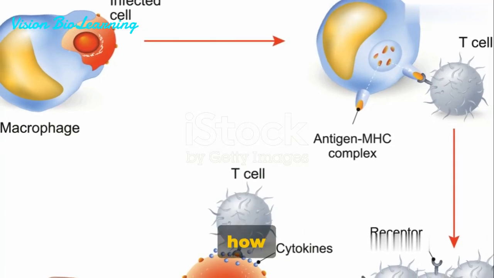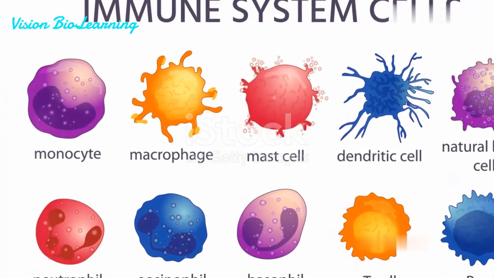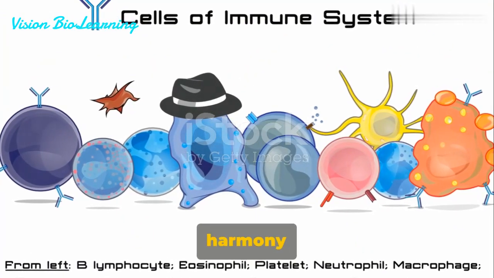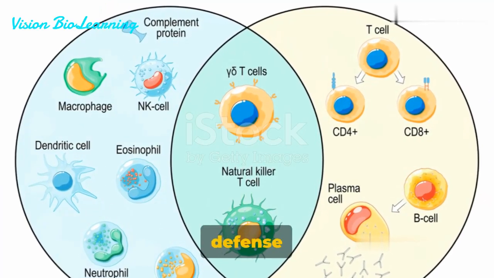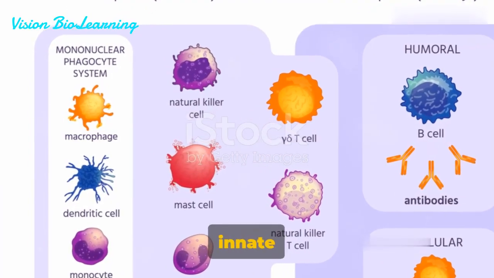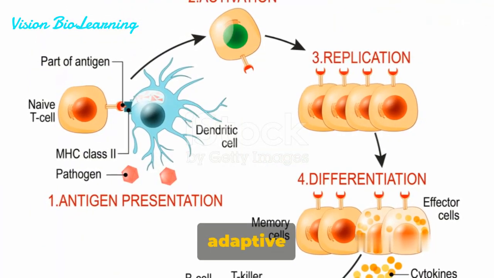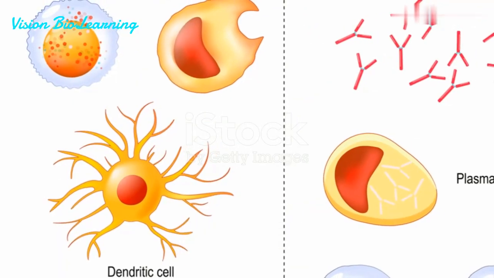Ever wondered how our body fights off infections? It's a marvel of nature, a complex orchestra of cells and molecules working in harmony to protect us. Our immune system is our body's defense mechanism, and it comes in two distinct types: the innate immune system, our body's first line of defense, and the adaptive immune system, which is more specific and specialized.